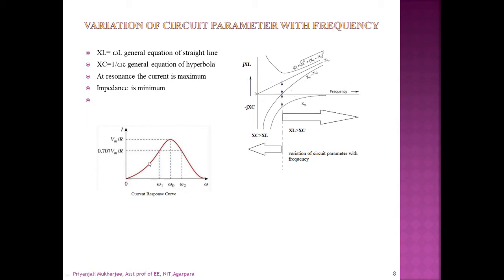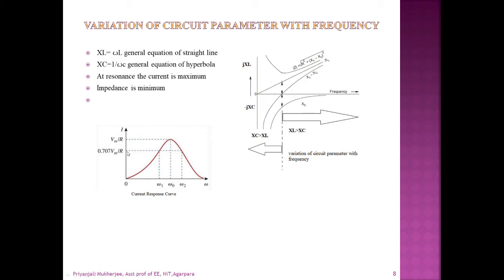And next is the current response curve, and here on the x-axis omega is varying and I is on the y-axis, and at the resonating frequency the current is maximum, and it is denoted by Vm divided by R. Next we are considering other frequencies, omega 1 and omega 2, and these are identified in such a way that the current in this portion, where the total maximum current is Im, becomes Im by root 2, or it can be written as 0.707 Vm divided by R.